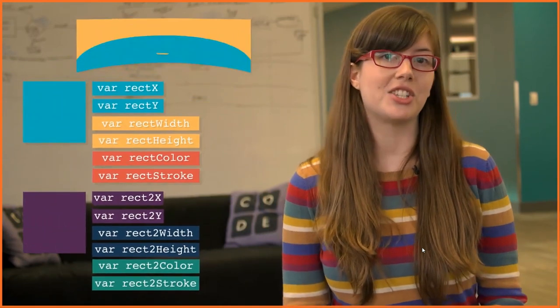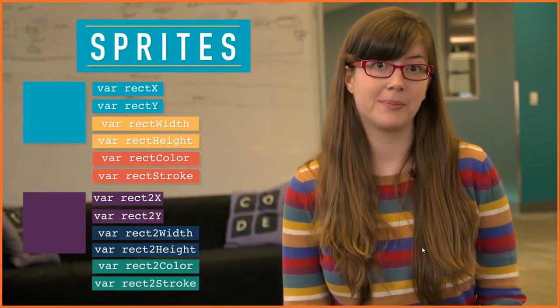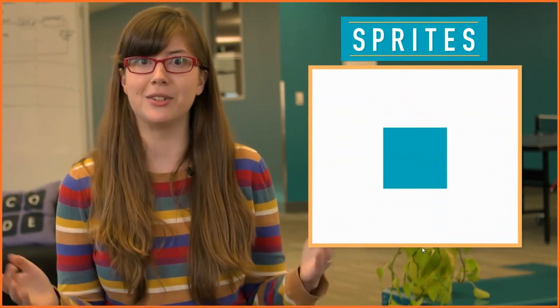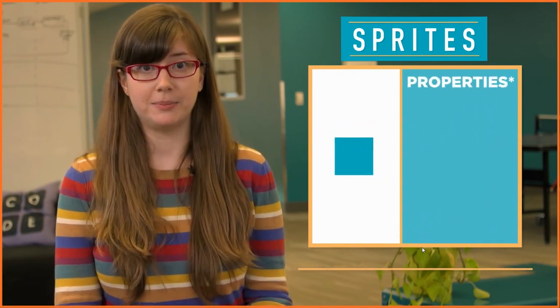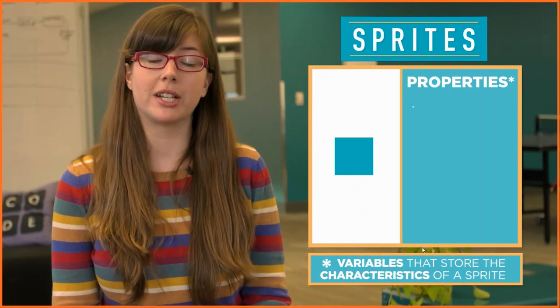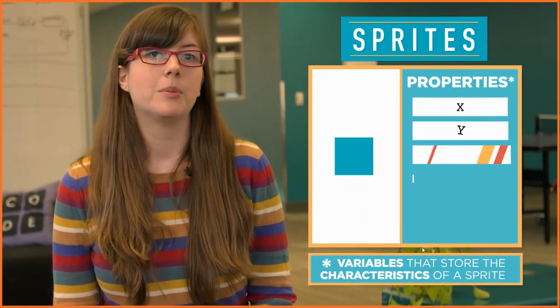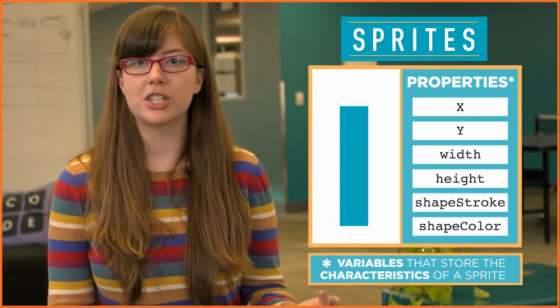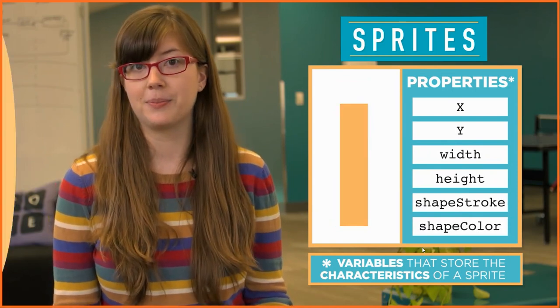The solution is to start animating with sprites. Think of a sprite like a character that lives inside your animations. At first, a sprite will pretty much just be a rectangle. But the beauty of a sprite is what it has going on behind the scenes. When you make a sprite, it comes with properties, which are variables that store the characteristics of a sprite. Properties describe things like where the sprite's located on the screen, what it looks like, and what color it is.